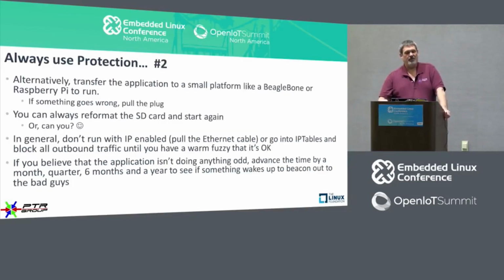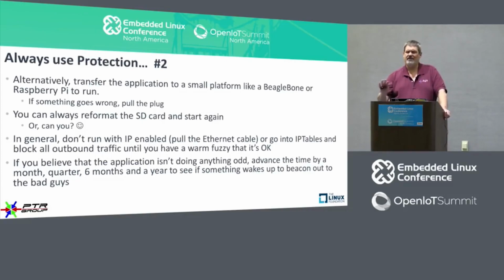All right. Alternatively, you can transfer the application to a small platform. Now, let's say it's ARM. Then we can take a BeagleBone or a Raspberry Pi, and we can transfer the application to that platform and try to run it there. If something goes wrong, pull the plug. Simple enough. And you can always reformat the SD card and start over again, but if I'm running malware, I probably want to destroy the SD card and get another one. I don't want to take any chance that there's something left over.